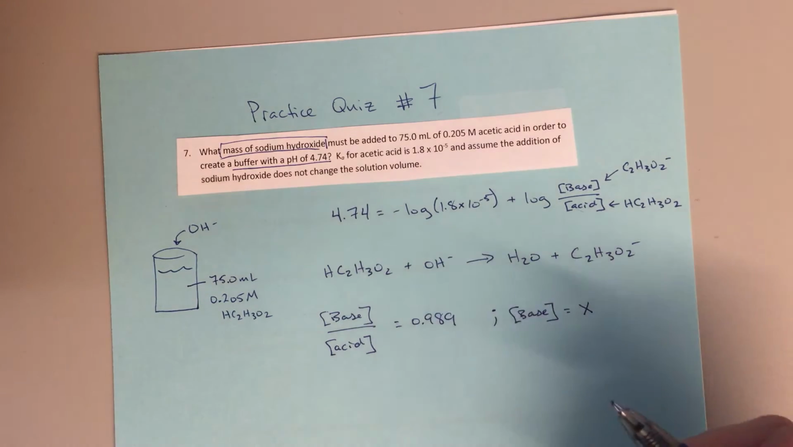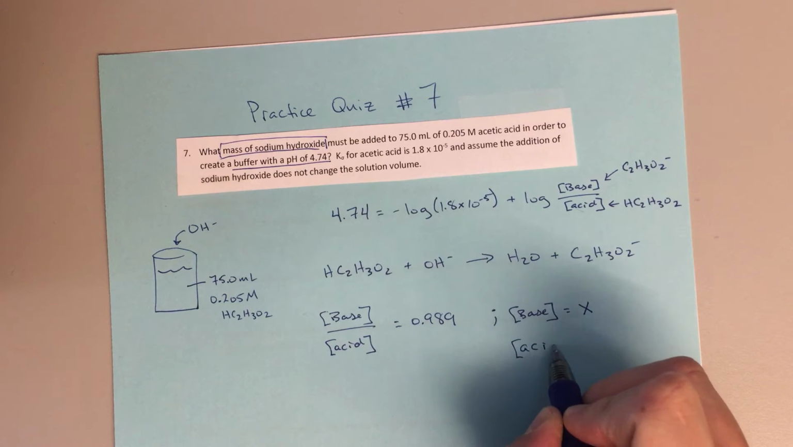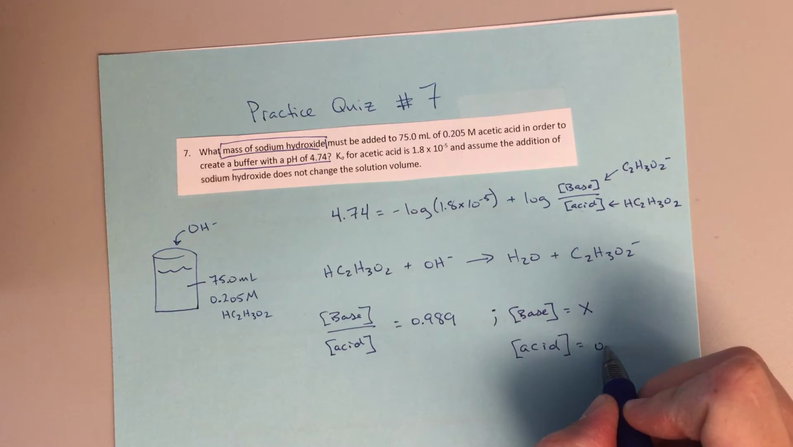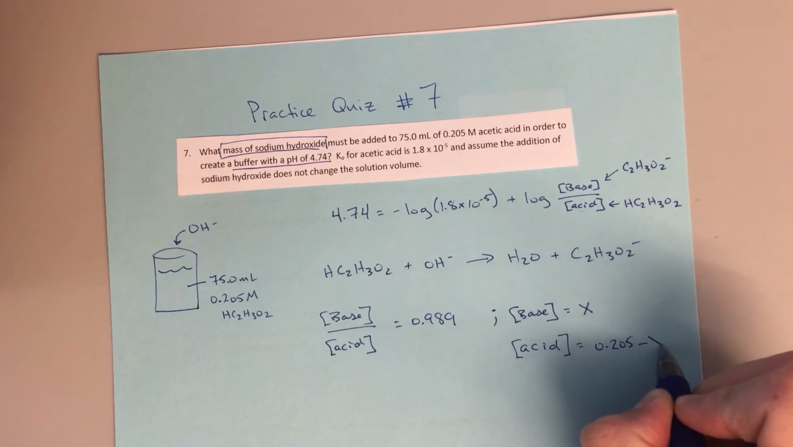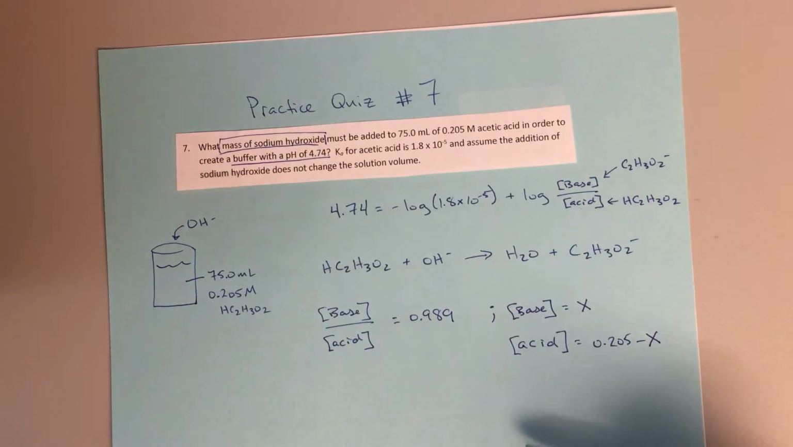Now, this next part is a little tricky. So I'm going to say that my concentration of acid is going to be equal to 0.205 minus x. So let's think about this for a little bit. Let's think about why this is true.